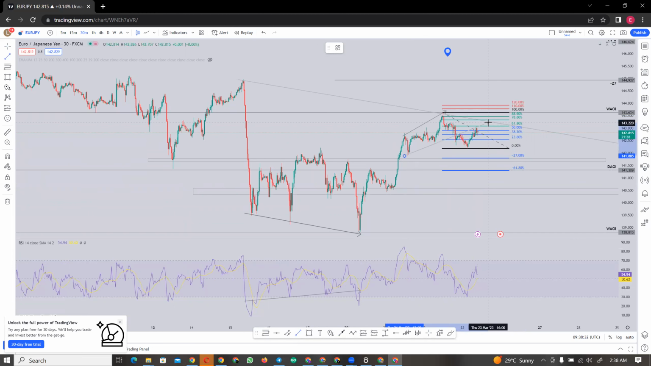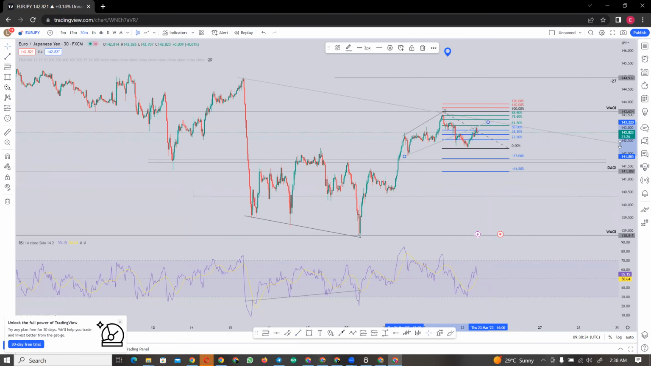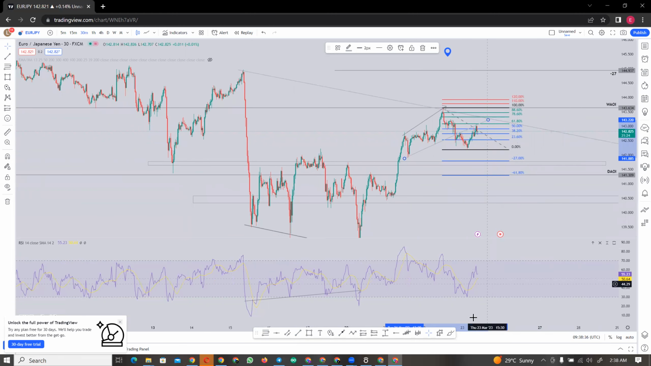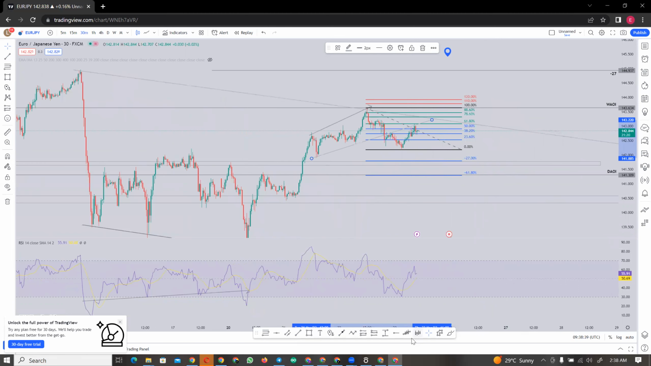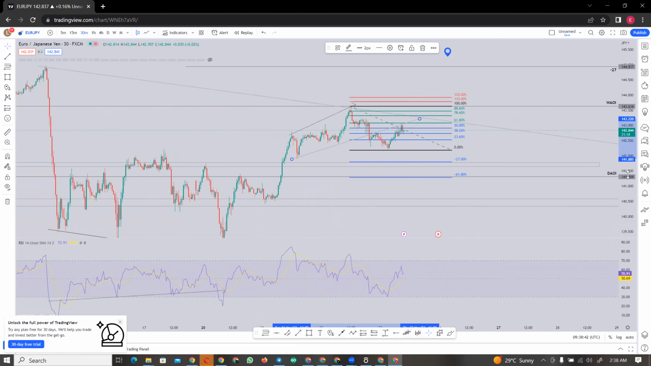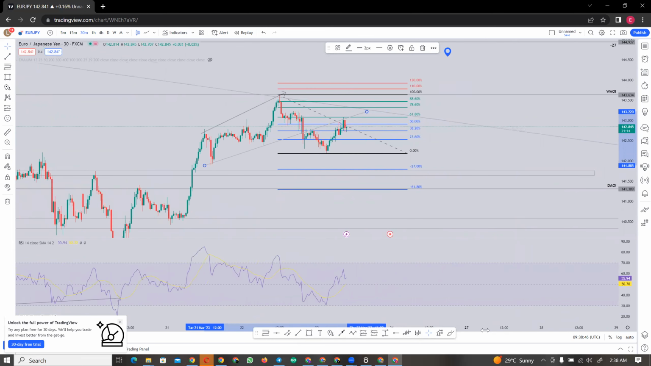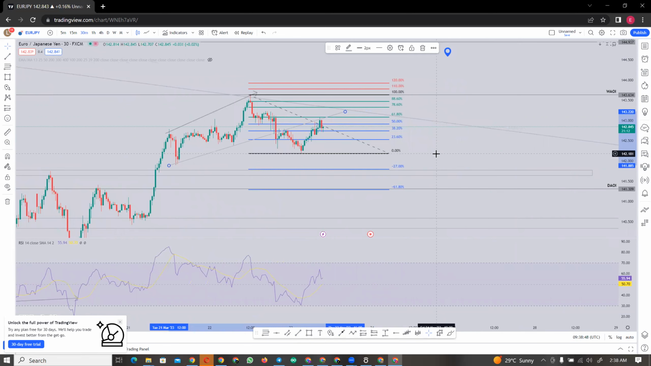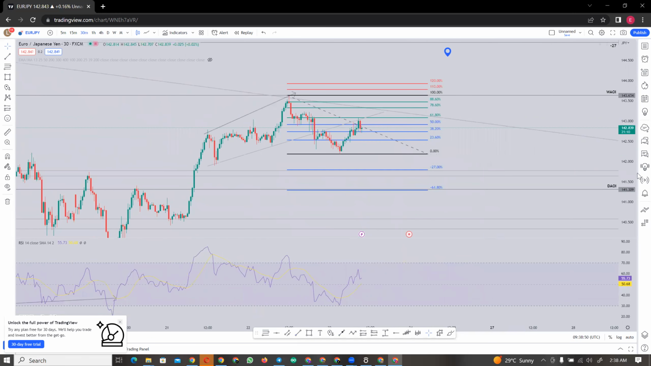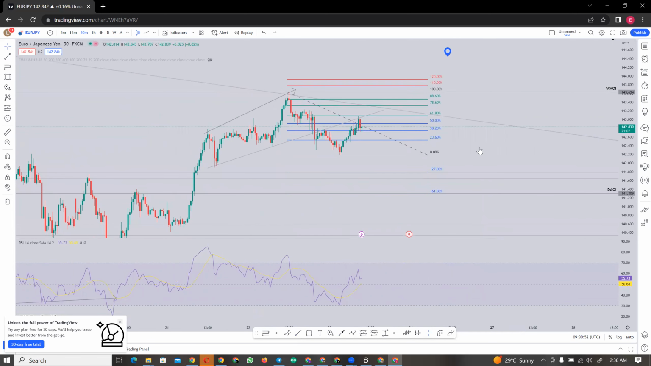For you to get a perfect entry, your entry must be an entry on fib. So this trade is on already. If you are to take this trade, you will take it this way at the retest of this trend line.